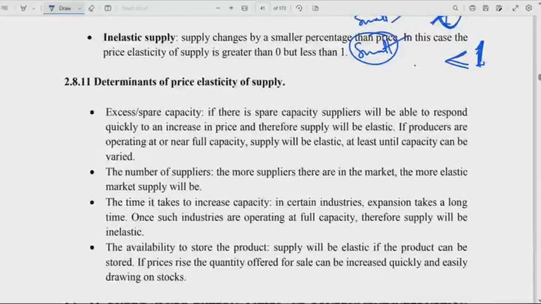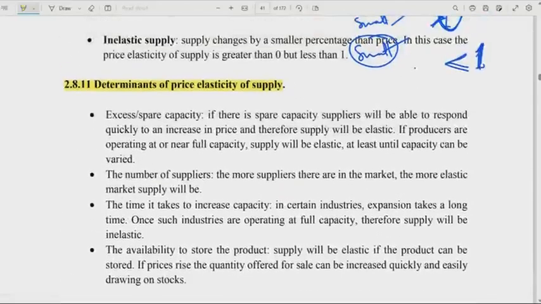So let us look at the determinants of price elasticity of supply. In other words, factors that affect the price elasticity of supply. So there are a number of items that we have to be aware of. The first one is excess or spare capacity. Do we have excess capacity or spare capacity, or do we not? So if there is spare capacity, then suppliers will be able to respond quickly to an increase in the price. Therefore, supply will be elastic.